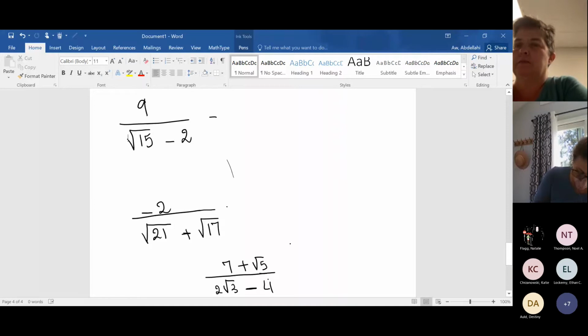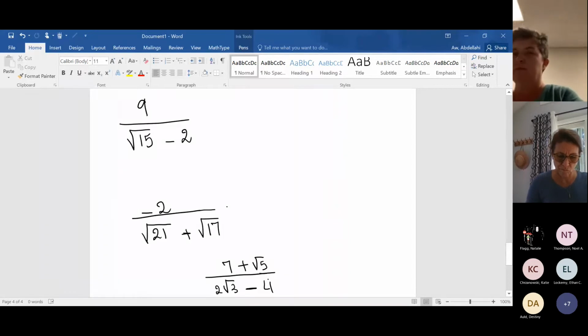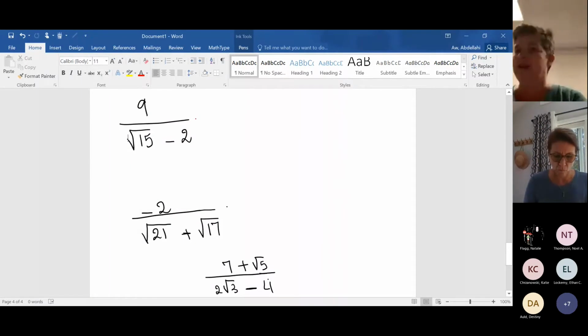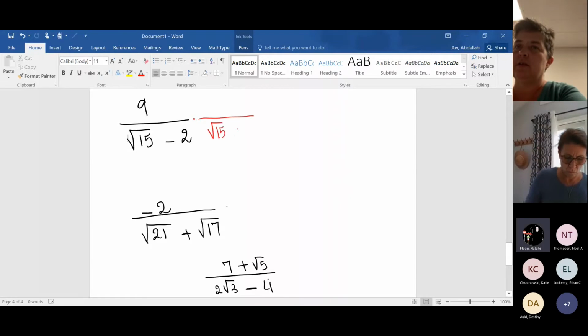All right. I think you have enough time to think about this. So, can somebody tell me what they did with the first one? Okay, I did square root of 15 plus 2 besides, and then I did the square root of another number. Did you do it at the top also? Yes. Okay, top and bottom, thank you.